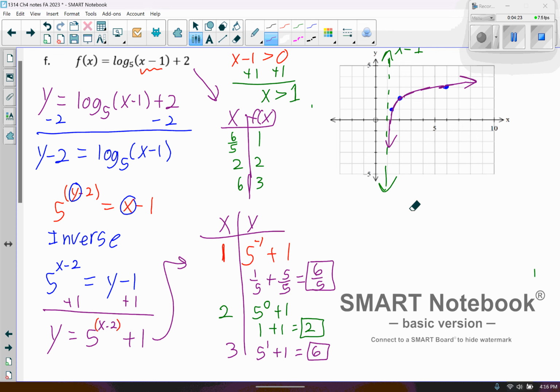And the domain, we already gave the domain, it's greater than 1, but they're going to want you to give that in interval notation. And so that would be from 1 to infinity right there.